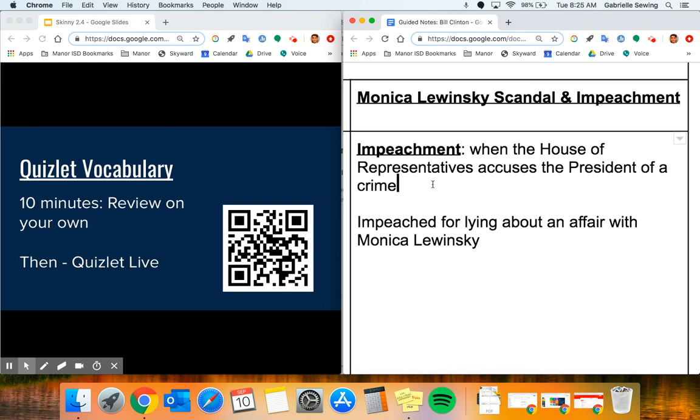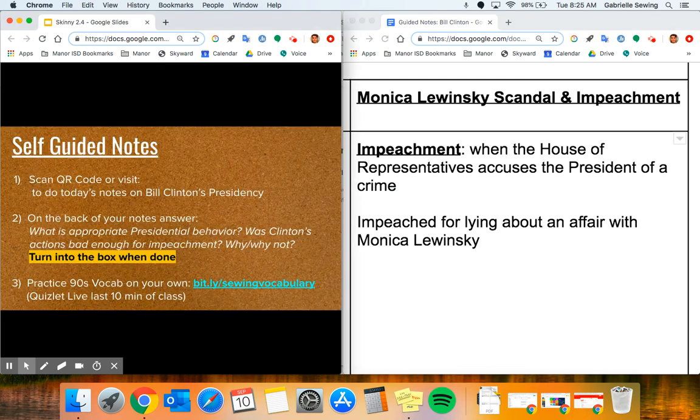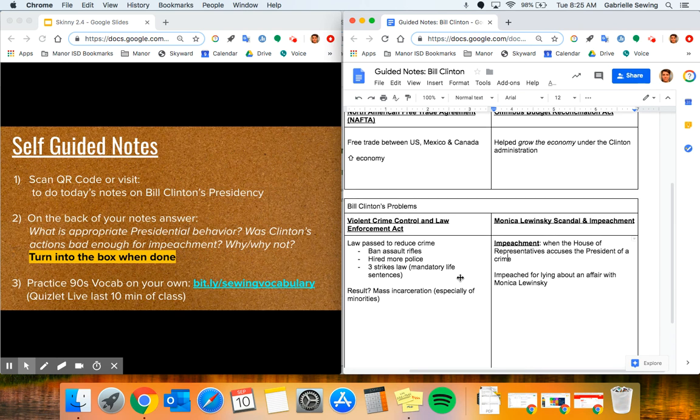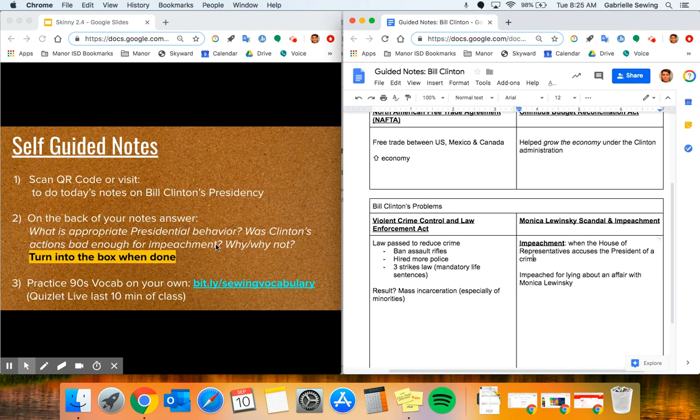Awesome, guys. This is the end of the notes. Before you do the Quizlet vocabulary, look back at the screen. There is a question I want you to answer on the back of your guided notes today. The page is just blank, so no need to write the question, but I do want to see your response. That's what I'll be grading. When you are done with your response, go ahead and turn that into the box. After that, follow the instructions on the screen.